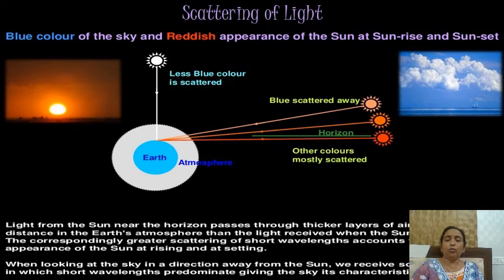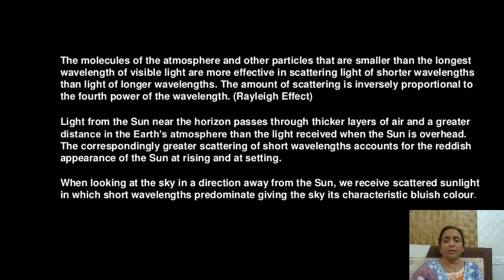But when we look at the sky, what do we see? We see the light that is scattered away. We are not looking at the sun, we are looking at the sky. So the sky appears blue in color. So I hope you have understood why the sky appears blue and why the sun appears reddish at sunrise and sunset. Both the phenomena are because of the scattering of light.